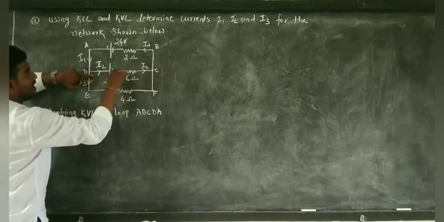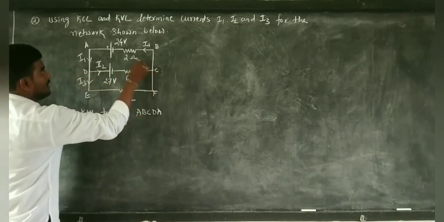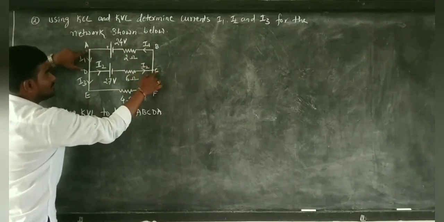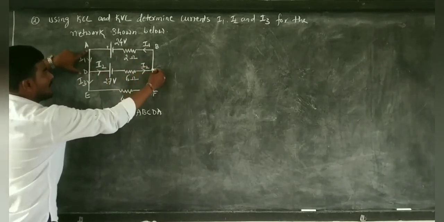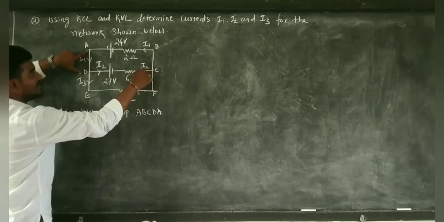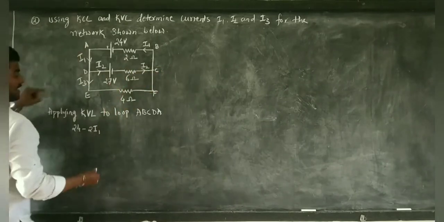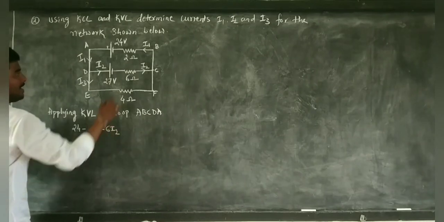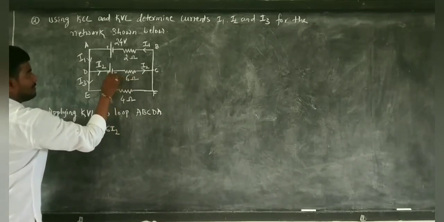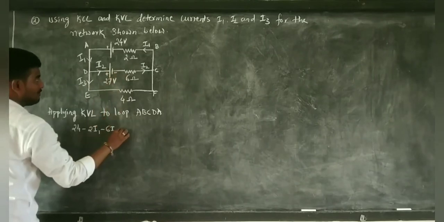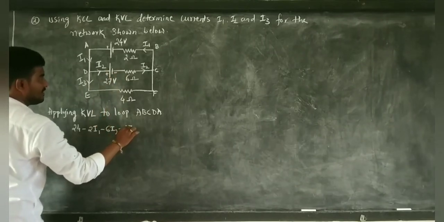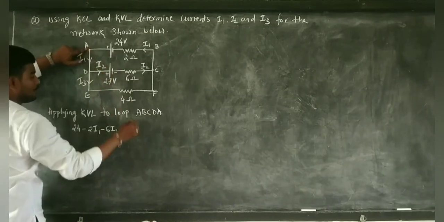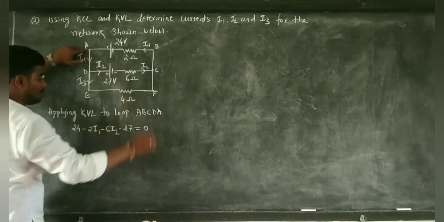From D to C current is going to be I2. You started from A to B, B to C, and again you are supposed to travel from C to D. While traveling C to D, the current is against you, therefore I2 is taken as negative, so it is minus 6I2. And see here, negative terminal of the battery is observed, therefore it is minus 27. And you reach D to A. Now it is one loop. Therefore it must be equal to 0.